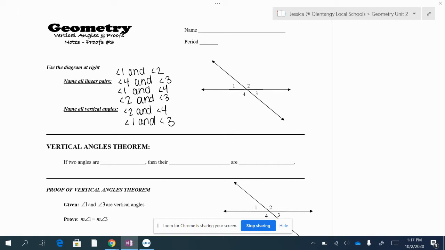The vertical angle theorem says if two angles are vertical, so they're directly across from each other, then their degree measures are congruent. So all vertical angles should have the same degree measure. So if I look back up here, angle 2 would then be congruent to angle 4, and angle 1 is then congruent to angle 3 because they are vertical angles.